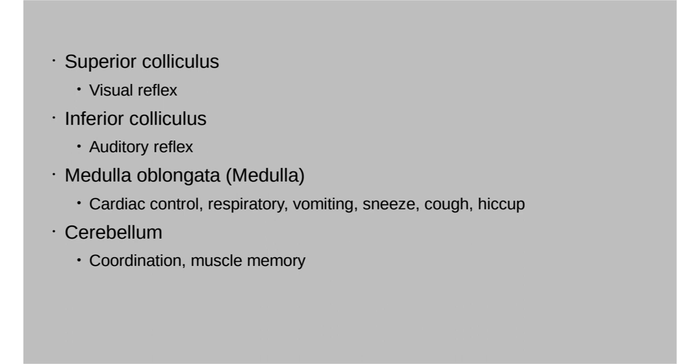The cerebellum is things that you're not thinking about doing, but it's still kind of voluntary. For example, coordination or muscle memory. Let's say you're walking down the hall. Well, that is a voluntary action, but you are not thinking, move my left leg, move my right leg, move my left leg, move my right leg. It's happening without you really thinking about it because your cerebellum is responsible for that.